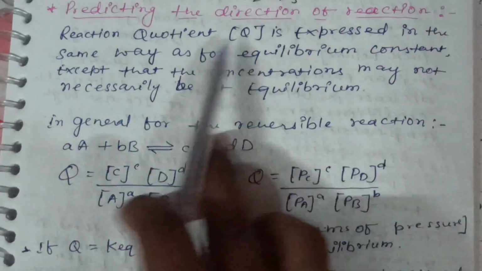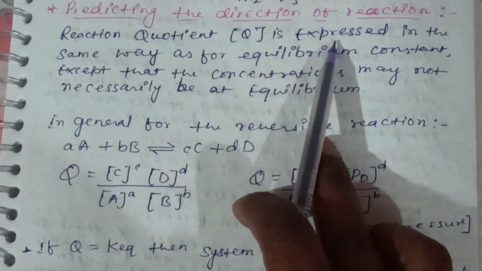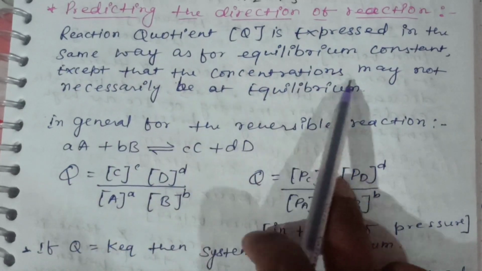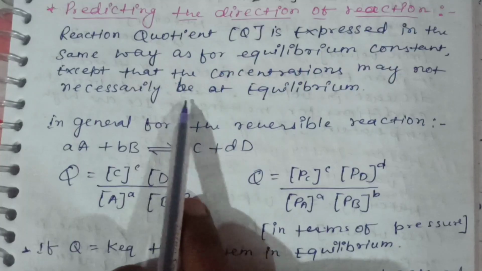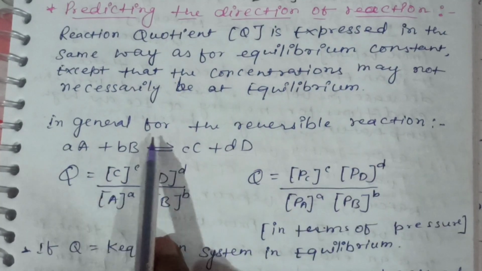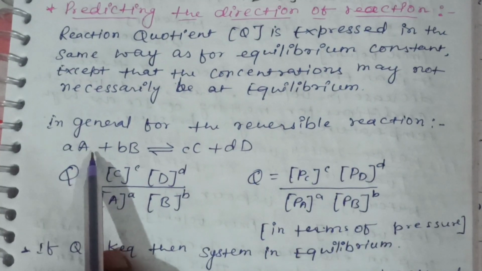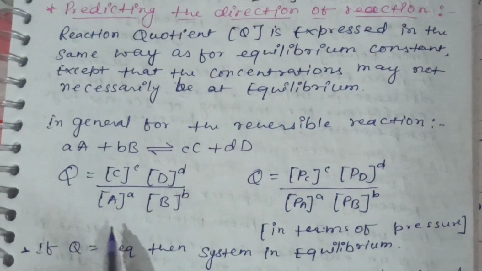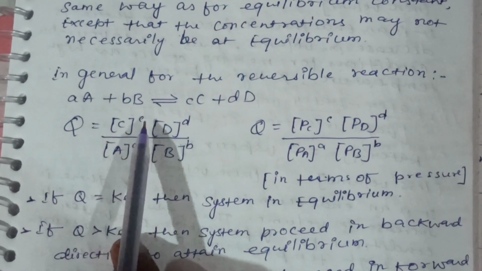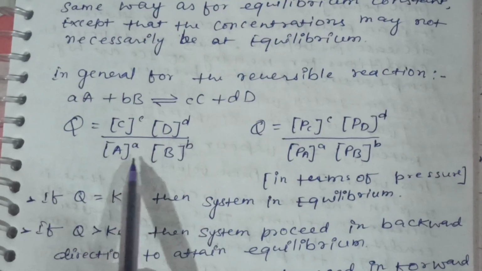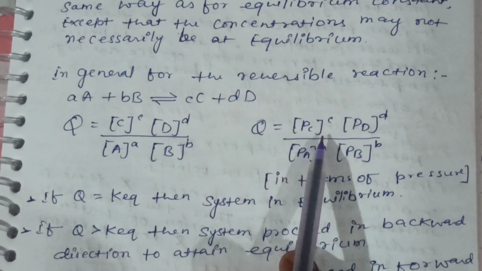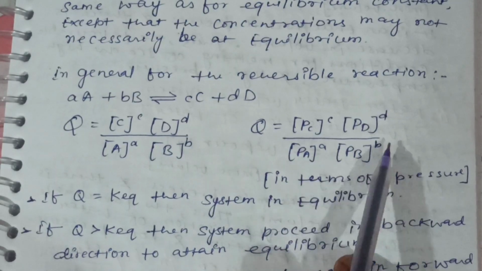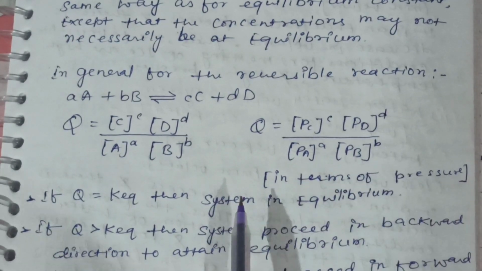Predicting the direction of reactions. The reaction quotient Q is expressed in the same way as the equilibrium constant, except that the concentrations may not necessarily be at equilibrium. In general, for the reversible reaction A plus B in equilibrium with C plus D, Q is equal to [C]^c [D]^d upon [A]^a [B]^b. Q is equal to PC^c PD^d upon PA^a PB^b in terms of pressure.